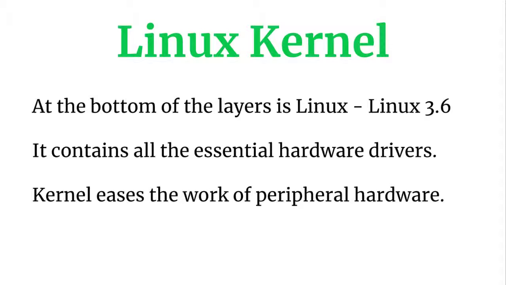So, the first layer is the Linux kernel. At the bottom of the layer is Linux, more specifically Linux 3.6, with approximately 115 patches. This Linux kernel provides a level of abstraction between the device hardware, and it contains all the essential hardware drivers like camera driver, keypad driver, and apart from these we also can have Bluetooth driver, Wi-Fi driver, USB driver, and many more. Also, the Linux kernel is really good at taking the pain out of interfacing to peripheral hardware.